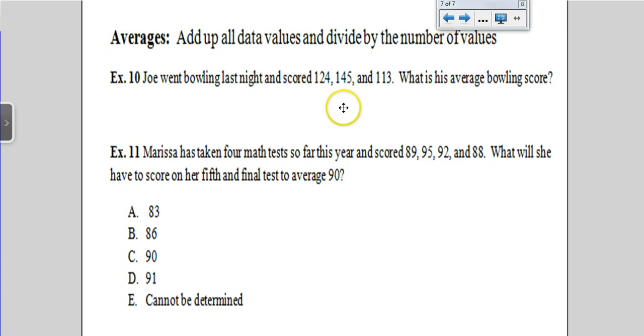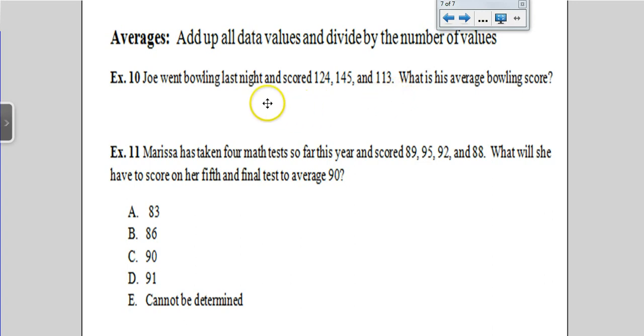Okay, averages. Y'all know how to find an average. You add up all the data values, and then you're going to divide by how many different data values you were given. So a bowling series was 124, 145, and 113. They want to know the average bowling score.